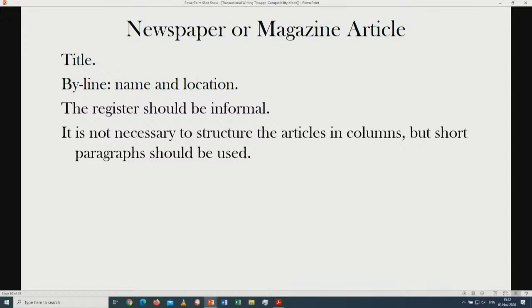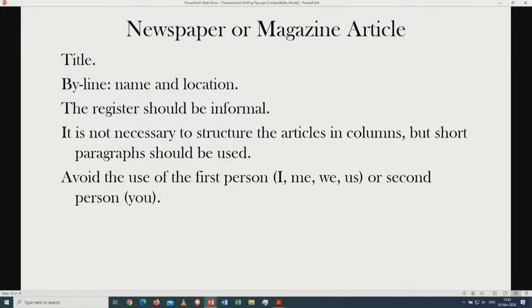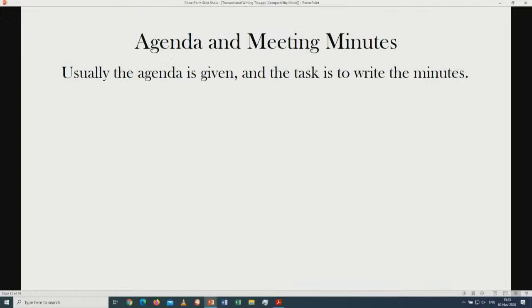Okay, do you do it in columns? The answer is yes. It's recommended but not compulsory. It just looks more like an article if you do it in columns. You don't have to, but it's the best way to do it. Okay, first person and second person, no, it makes it sound biased.